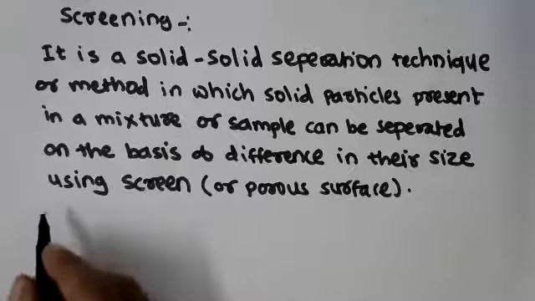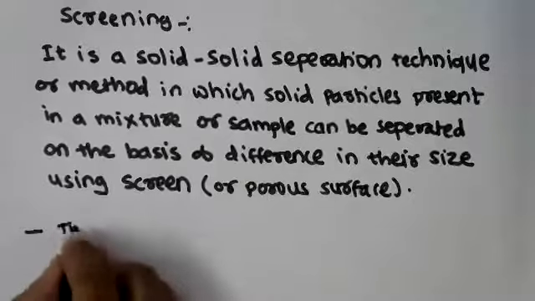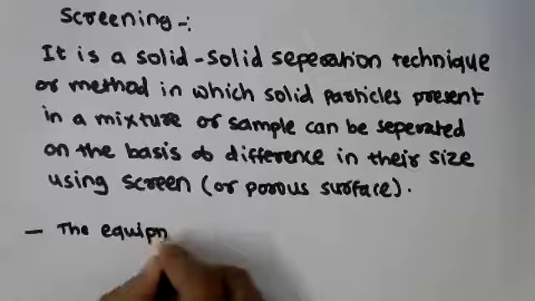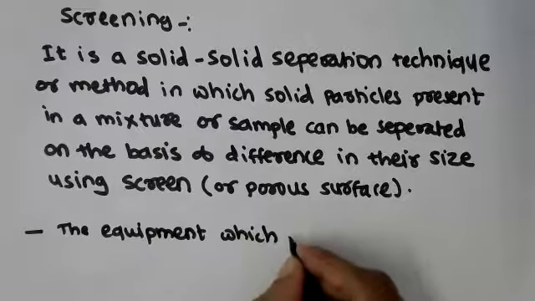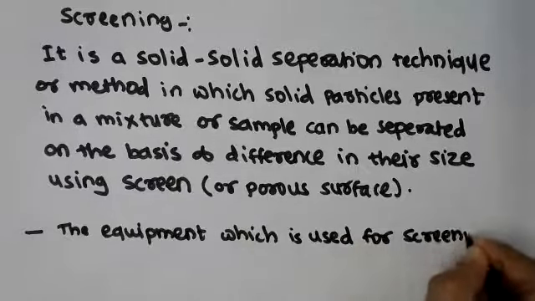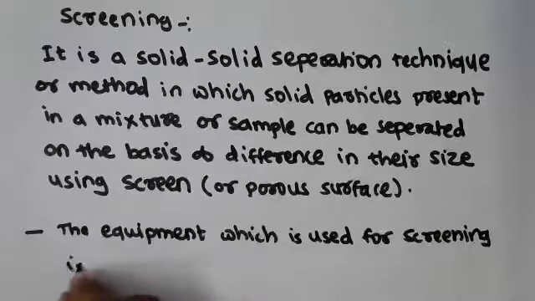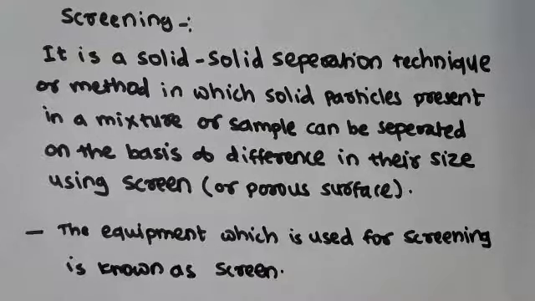Now, the criteria which is specified in screening is the difference in the size of the solid present in the mixture. The equipment which is used for screening is known as screen. The equipment which is used for screening is known as screen.